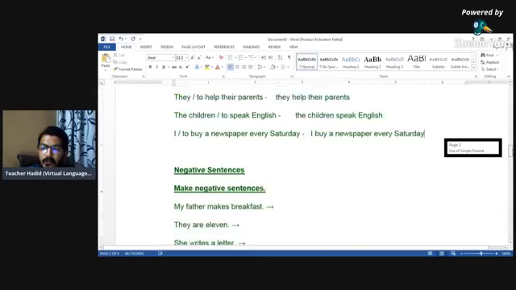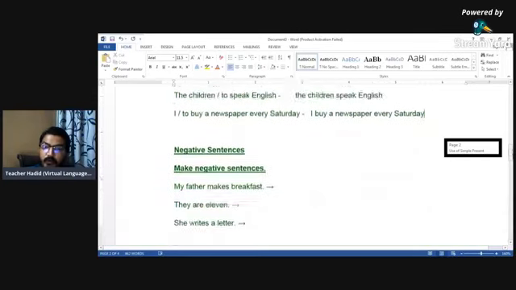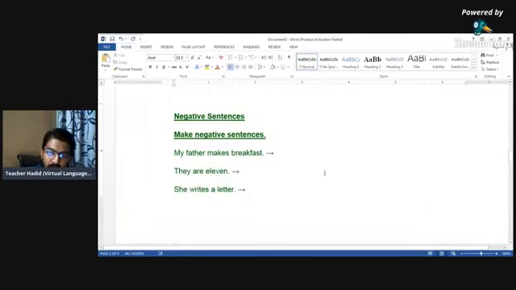Now, what we are going to do is we are going to do it very quickly, and we are going to use some present simple tense sentences, and we are going to practice negative sentences. But let me give you a little bit of explanation. When we talk about present simple, then in negative we have to use do or we have to use does.